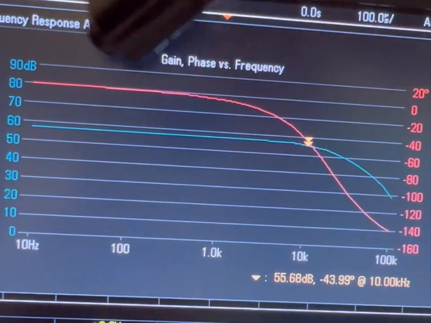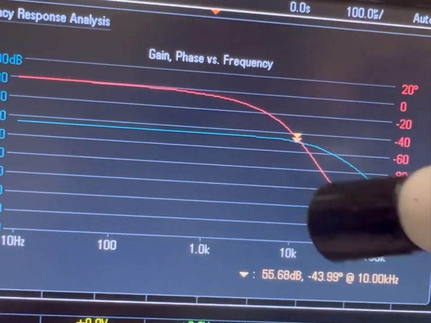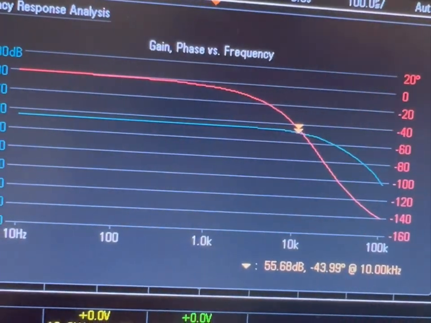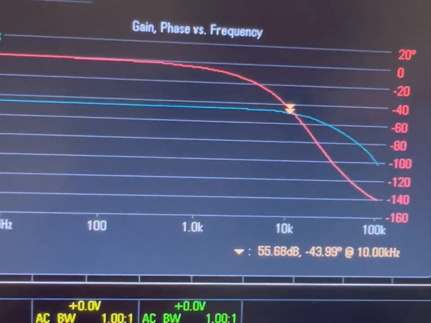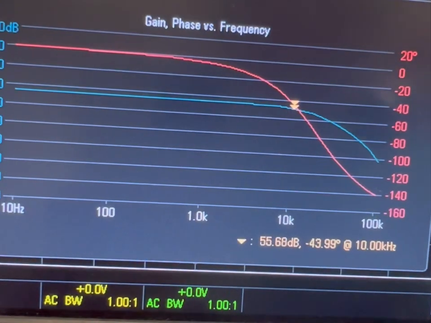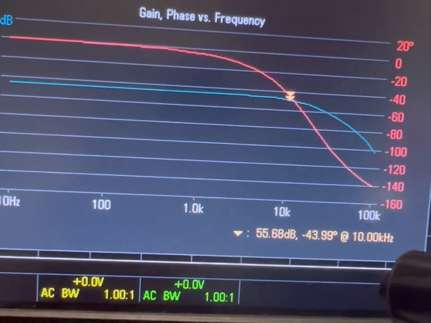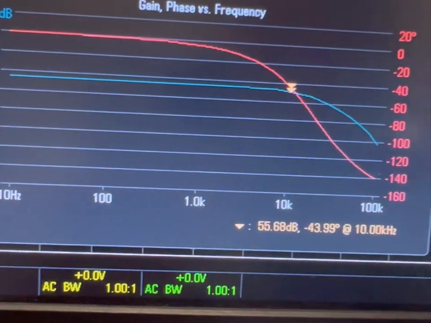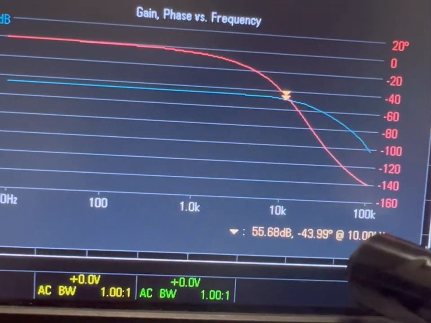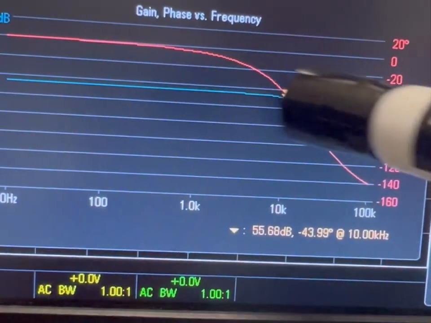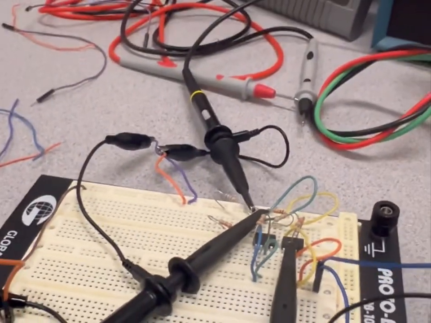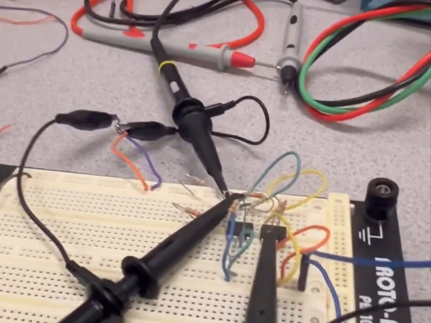So it means that 10 kilohertz is the cutoff frequency of this amplifier. If we give an input to this amplifier with a frequency of more than 10 kilohertz, we cannot get that expected gain. After this, the gain will be attenuated. That's the reason we say that these amplifiers are not useful for high frequency analysis.